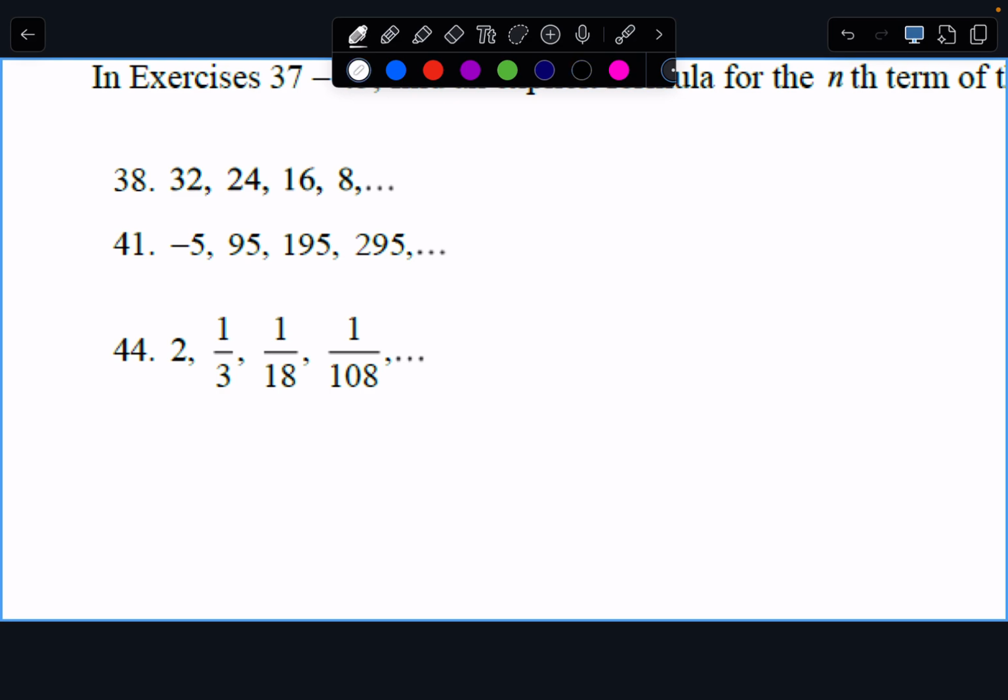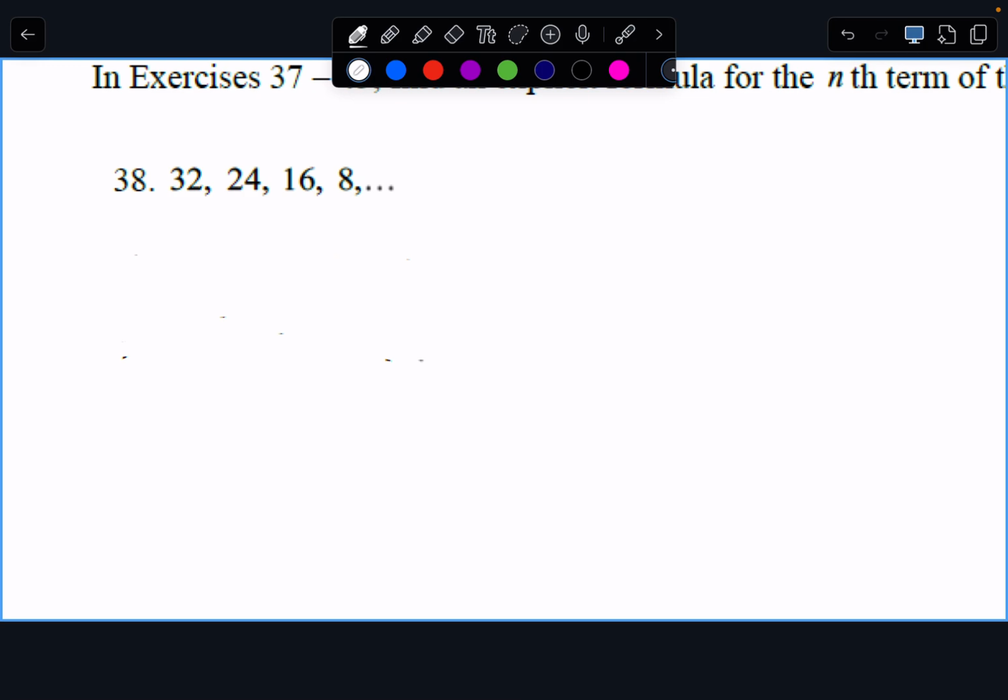Okay, just do one of these then. You said number 38. Okay, so then I'm going to go like this. Number 38: you would say to yourself, is it arithmetic or geometric? If they're asking you to write a direct formula, it should be arithmetic or geometric, and if not, you're going to skip it.